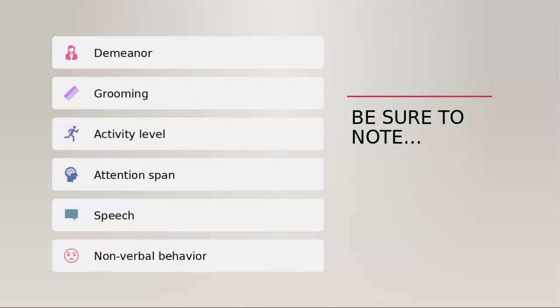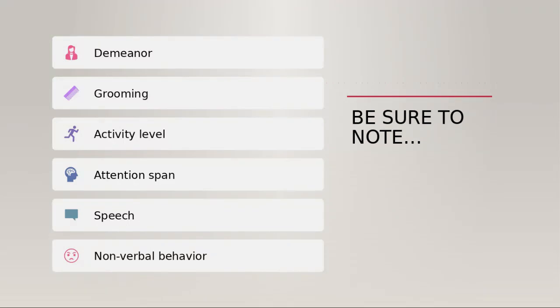So as you're doing your assessment interview, you want to make sure that you note the client's demeanor. How do they carry themselves? Do they appear to be confident? Do they appear to be depressed? Are they manic? Are they shameful? So you want to look at their overall demeanor. How is their grooming? Do they appear to be clean? Is their hygiene good? Are their clothes basically clean and unrumpled? How is their overall grooming?